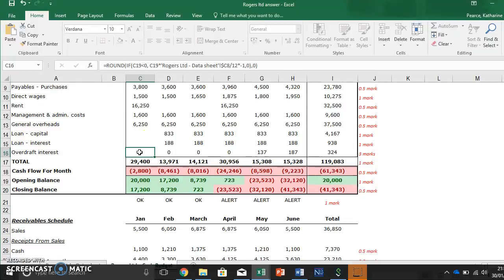Now, in terms of what the function looks like, you can create it in different ways, but what we're saying here is if our C19 is our opening balance, if our opening balance is less than 0, i.e.